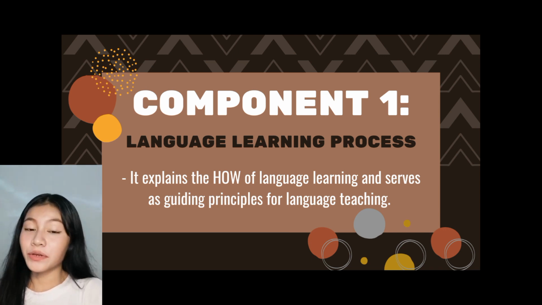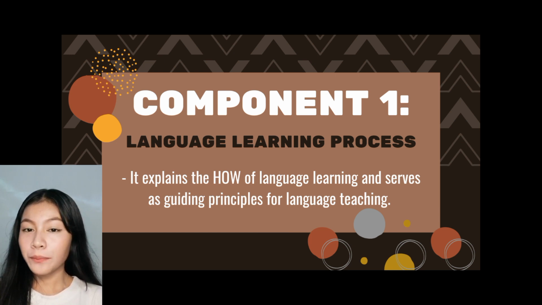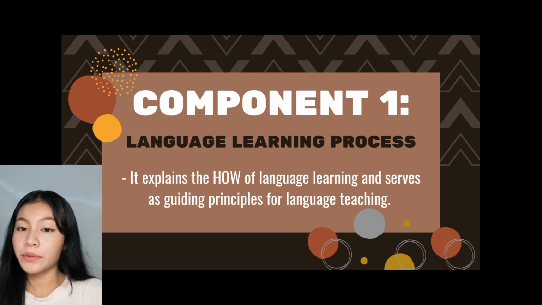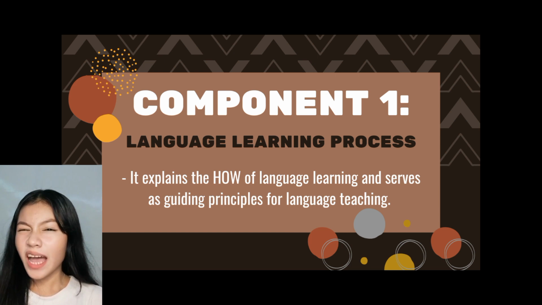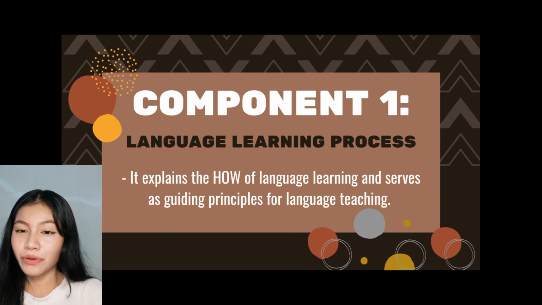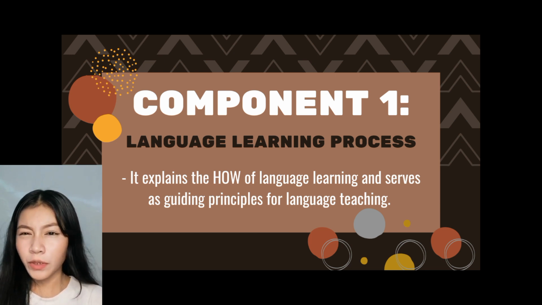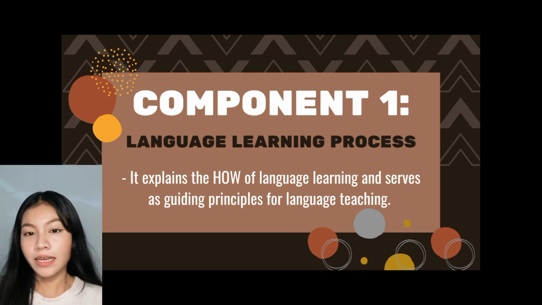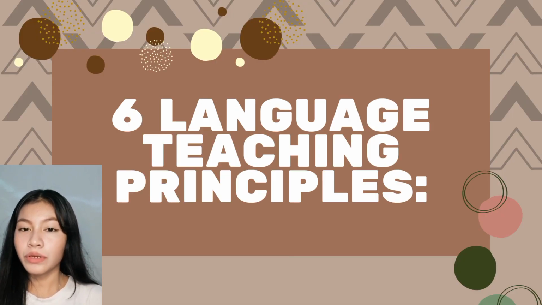So, I will discuss component 1, which is the language learning process. This component illustrates learning processes that will affect the acquisition and learning of the language. It also explains the how of language learning and therefore serves as guiding principles for language teaching. It is the how of language learning simply because it answers the question, how could I learn the English language effectively, or how could I learn the English language easily? In this component, there are 6 language learning or teaching principles that must serve as a guide for language teachers for effective language acquisition and learning. It also explains the natural process of language development.